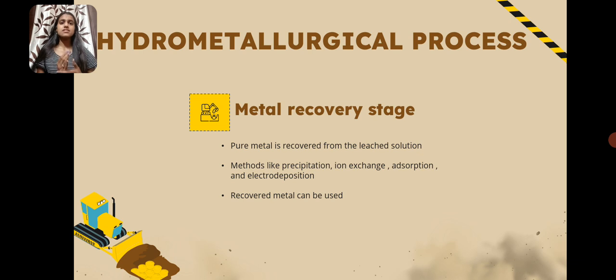The metals are recovered from the leaching reagents in the metal recovery stage. The pure metal is going to be recovered from the leached solution, just as I told you. Methods like precipitation, ion exchange, adsorption and electrodeposition are used to recover these metals, and the recovered materials can then be used to produce new kinds of substances.